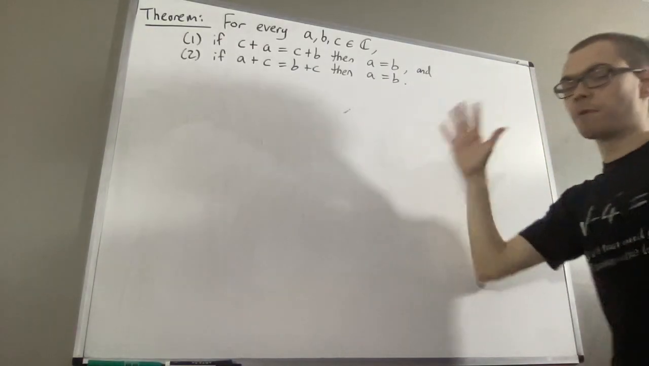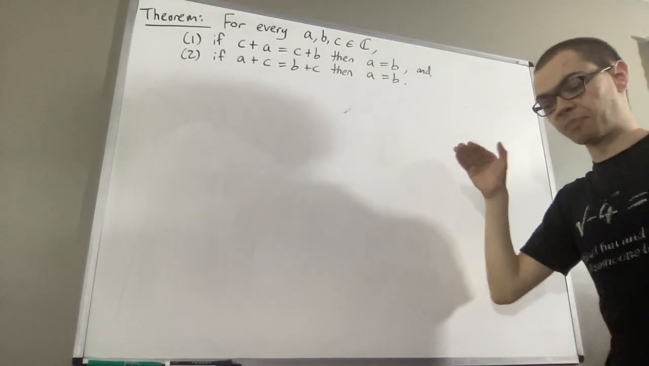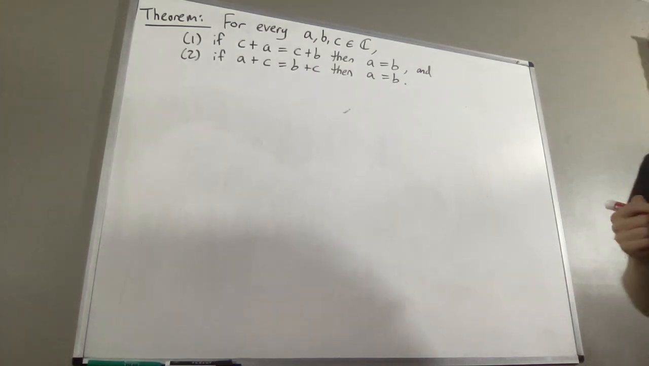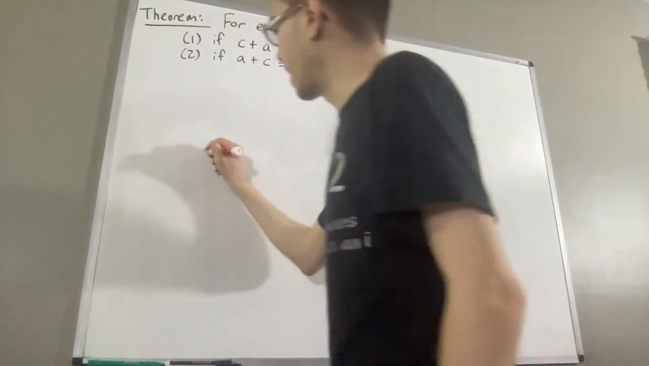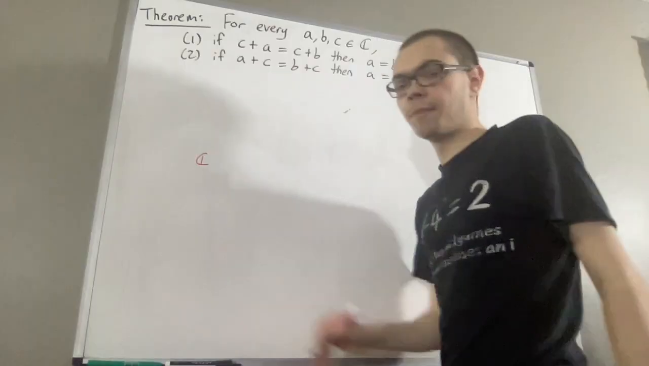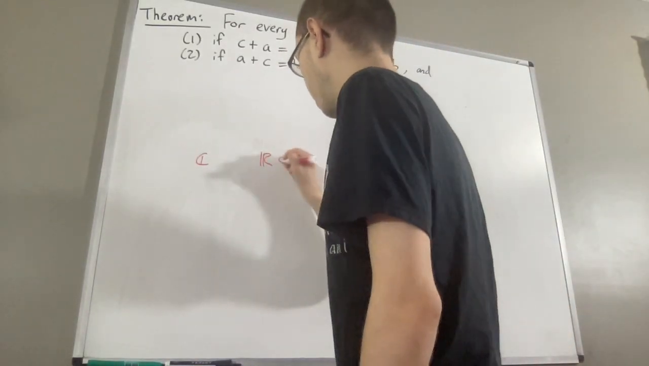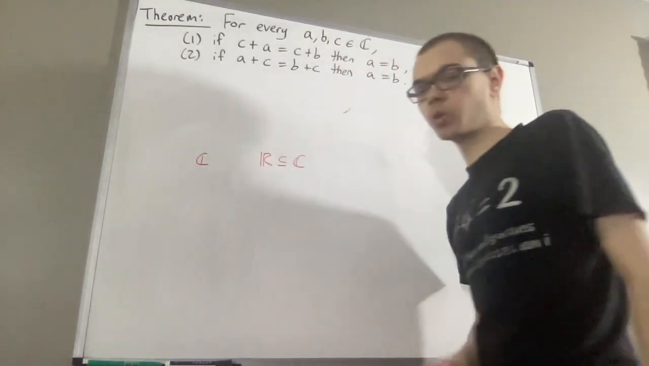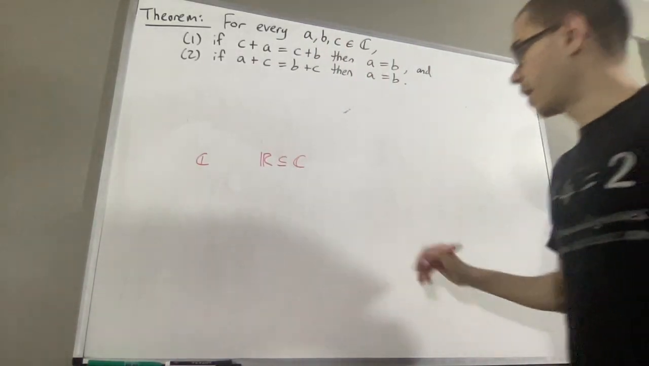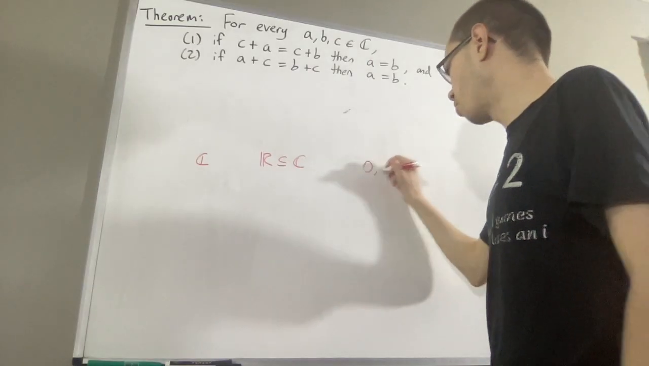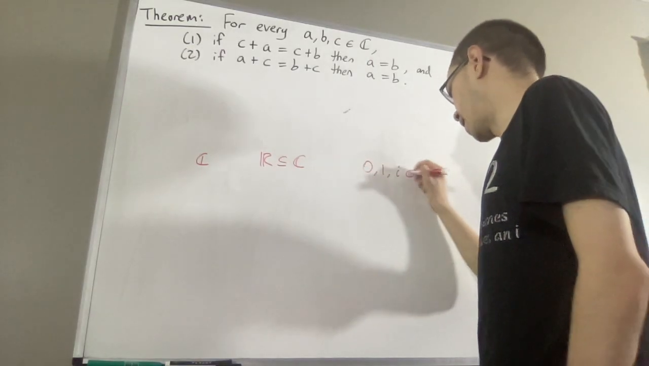These axioms come from MetaMath, and I'll leave a list of those axioms in the description below. So let's remind ourselves of what we're working with. We are given a set C called the set of complex numbers. We have a subset of the complex numbers R called the set of real numbers. And we are given three elements of the complex numbers: 0, 1, and i.